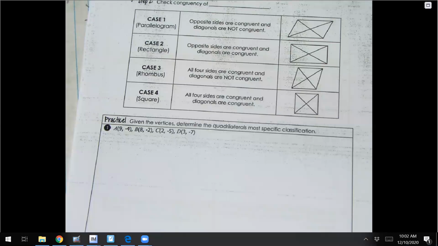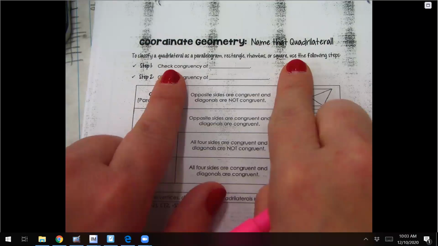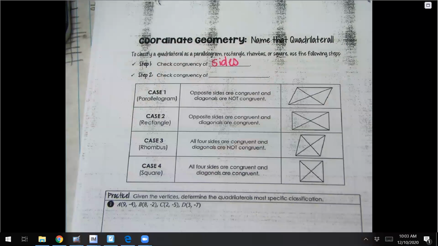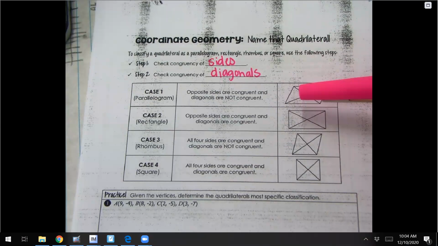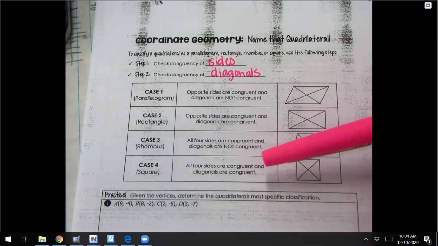Today we are working on coordinates. So kind of funny that's what our bell ringer is on. So I'll add a check of diagonals. Case 1 is parallel. Case 2, opposite diagonals congruent, that's a rectangle. If all four sides are congruent but the diagonals are not, rhombus. If all four sides and the diagonals are congruent, it's going to be a square.